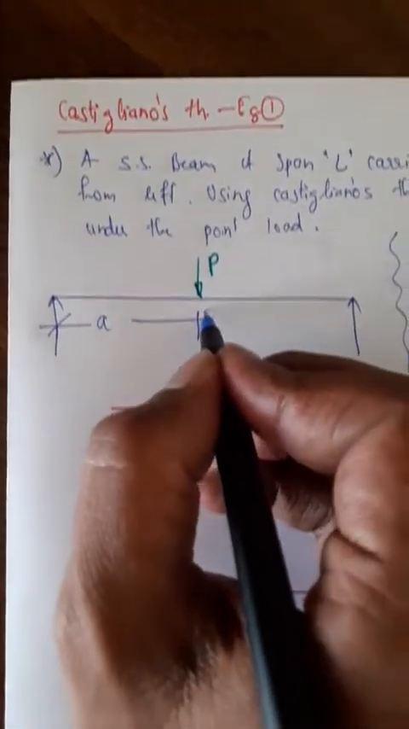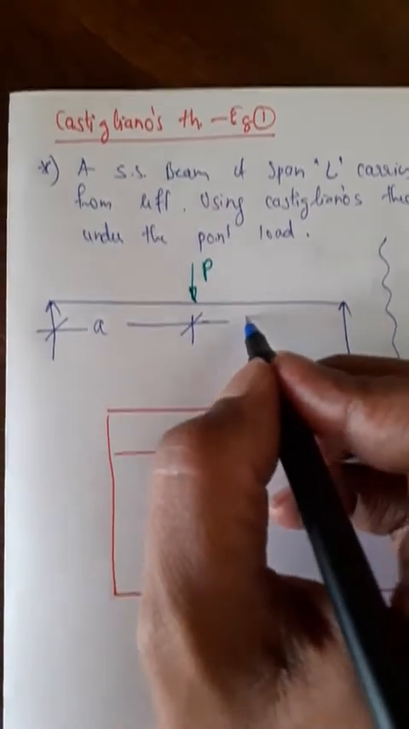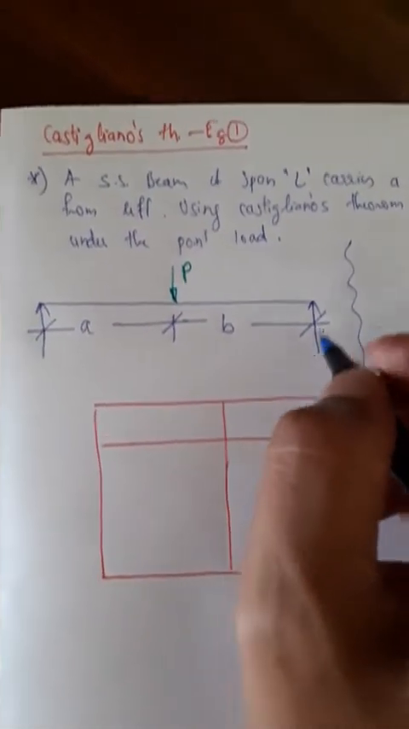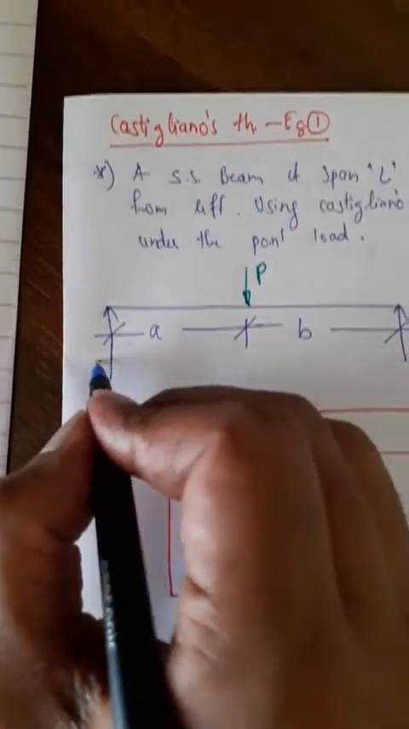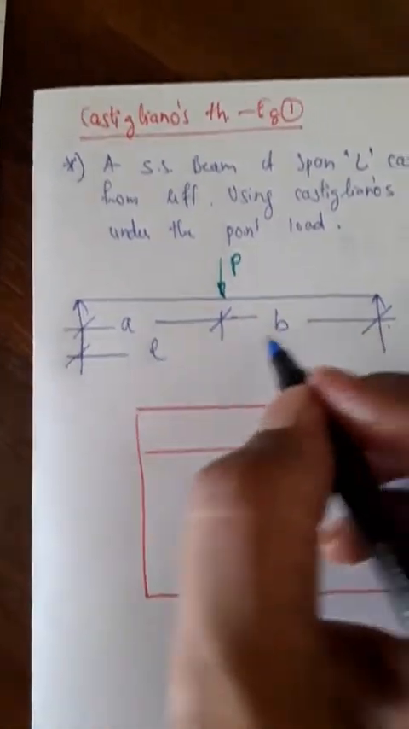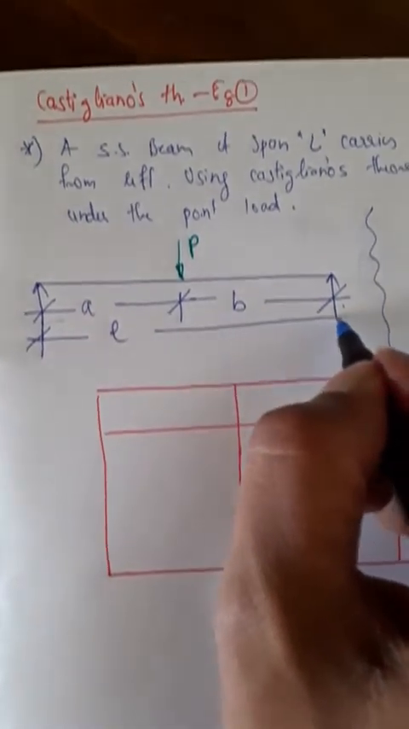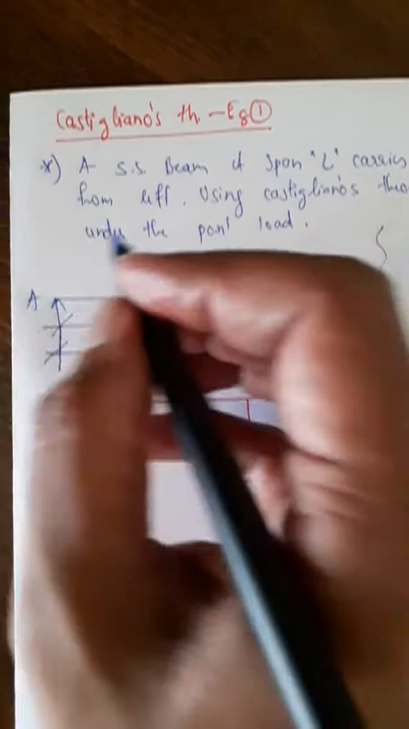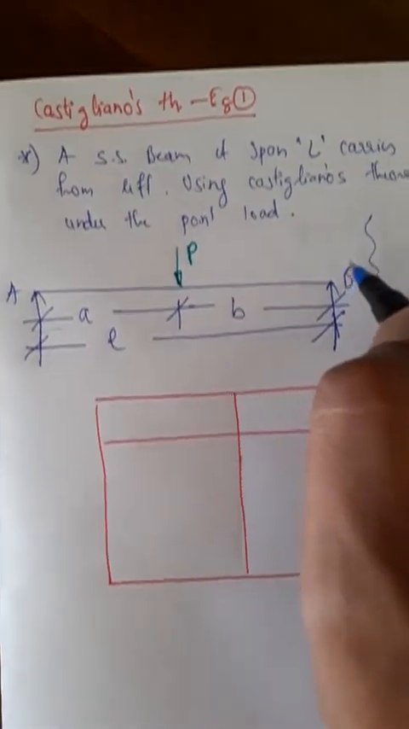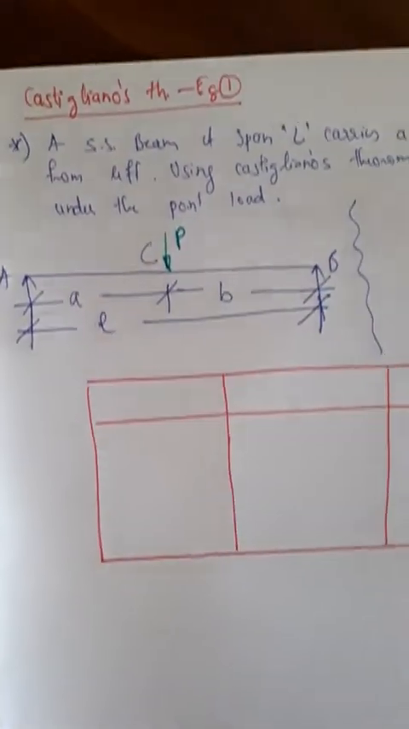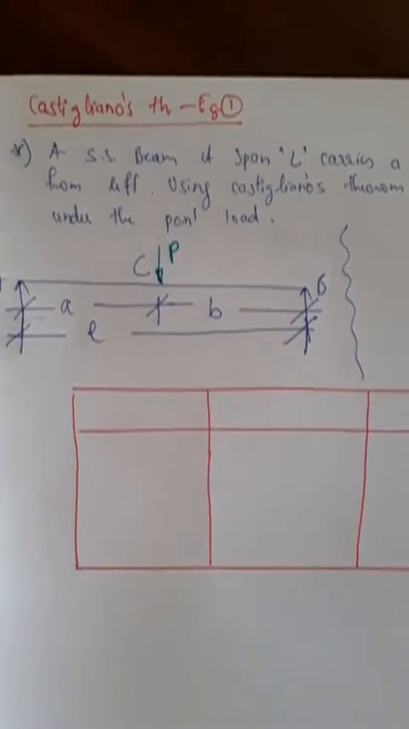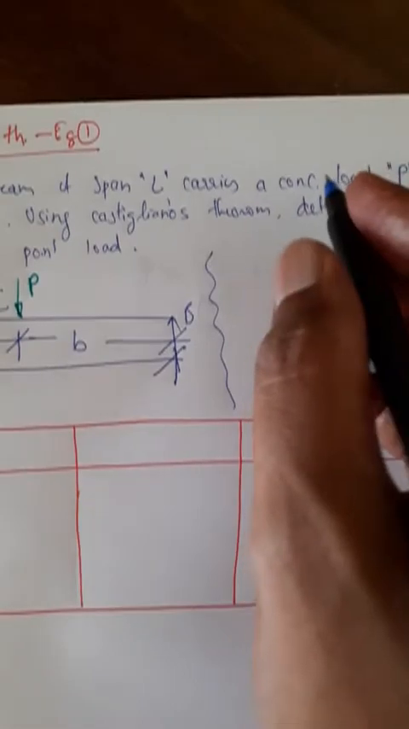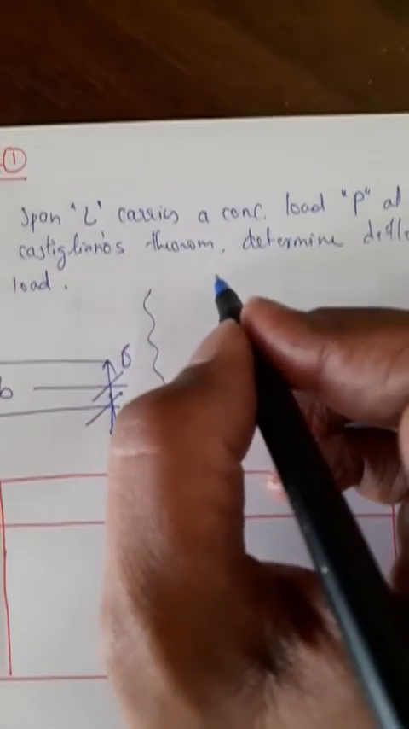from left support. So what I can assume is we can consider B from right support. Let total span be L. Let this be point A, point B and point C. So I have to find deflection at C, delta C. So again same steps. First step will be finding reactions.